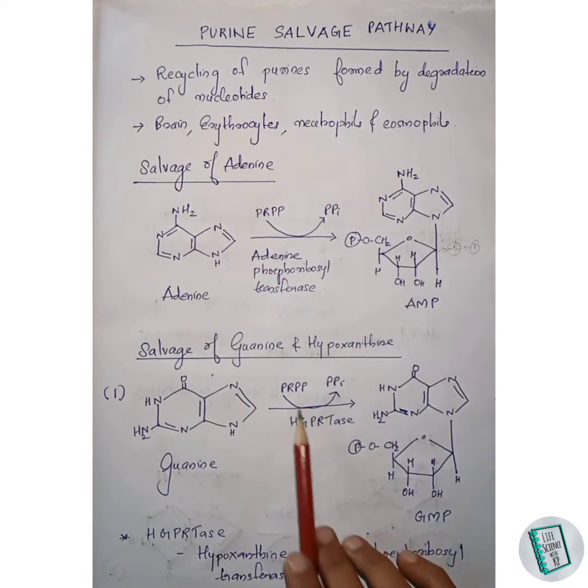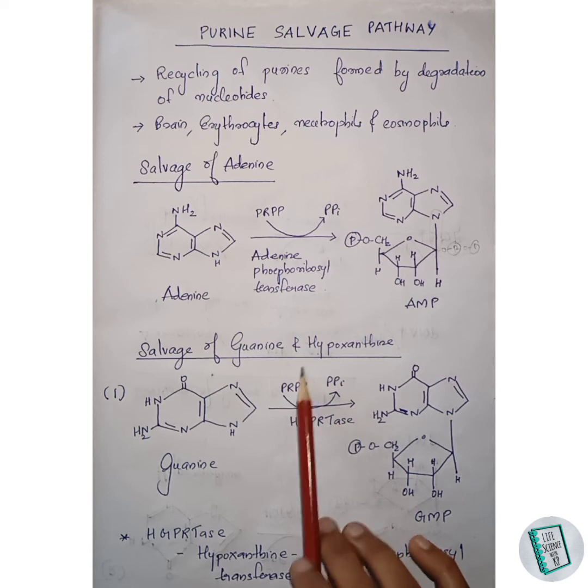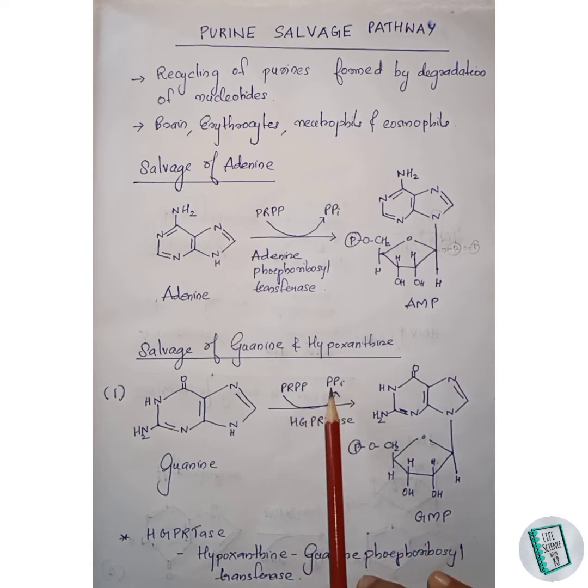That is, PRPP comes and cleaves off its phosphate group as a pyrophosphate group, and it just donates its ribosyl group to this guanine and forms GMP. So this is the bond formed here between this carbon 1 and this nitrogen. Okay, so this is the salvage of guanine.